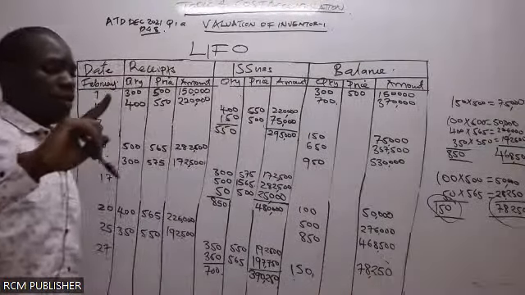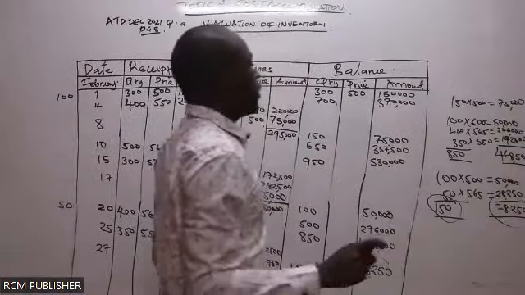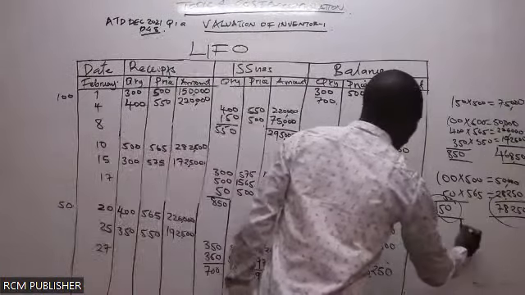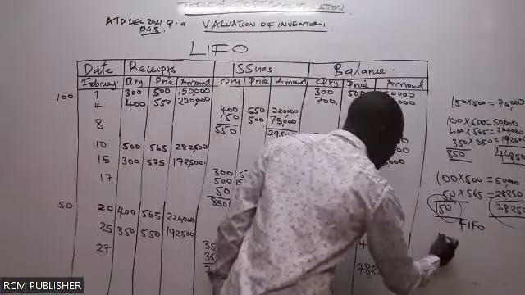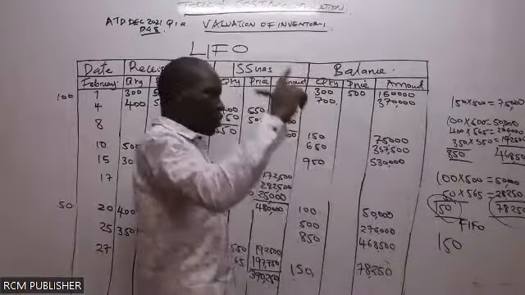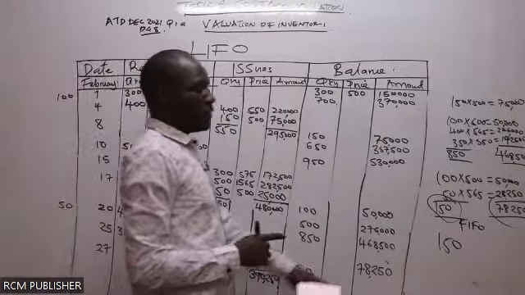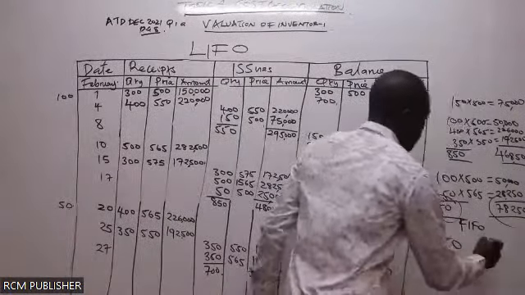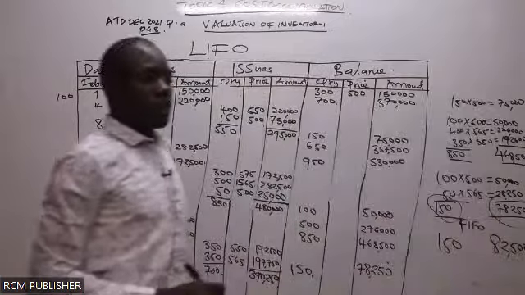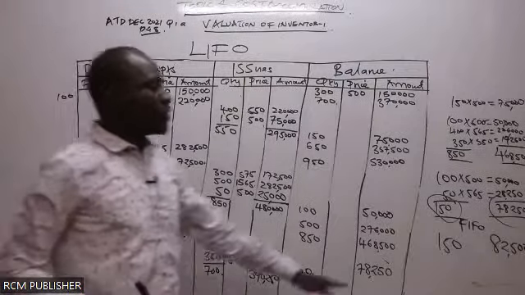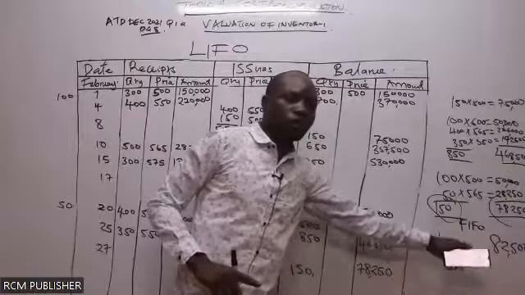Compare and check. If you look at the closing value of inventory using FIFO, in terms of units, you will be able to see that the units are the same. The closing stock in terms of units remains the same. It does not change. But then the value, what were we having here? Was it 82,500? Yes. So you can now see the difference in terms of the value of closing inventory.